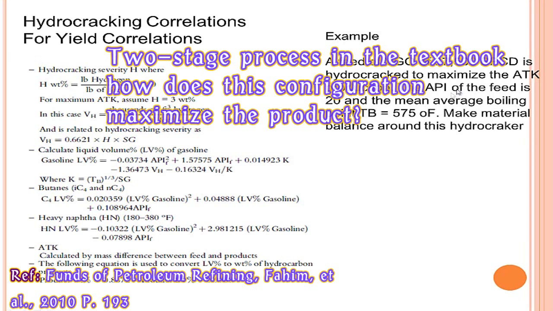Let's see the example. In this case, the feed is vacuum gas oil that has an API of 20 and also an average boiling point of 75 degrees Fahrenheit. We would like to do some material balance around the hydrocracker, and later I will show you the demonstration.